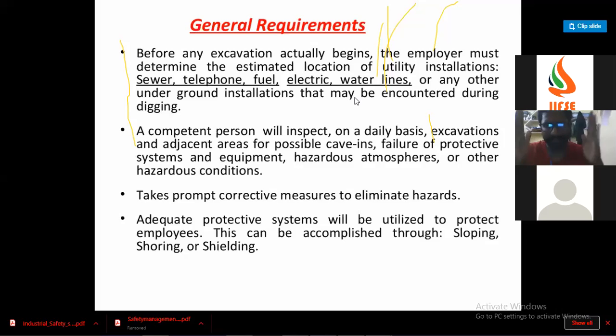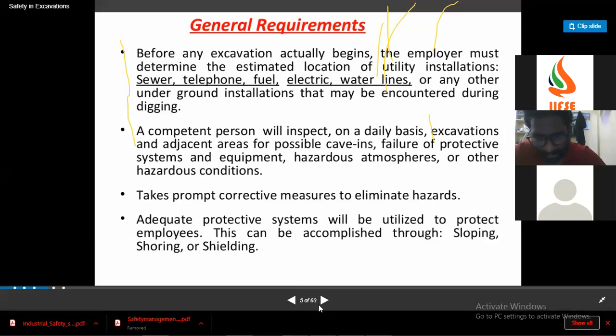Shoring means if this is a trench, keeping some adjacent blocks, woods, and if you keep some rods in between the woods, it can be pneumatic, or I'll be showing the pictorial way, that is shoring. Shielding means keeping a box. Okay, I'll be showing that.